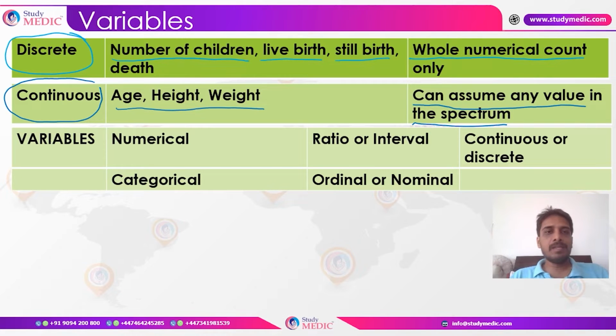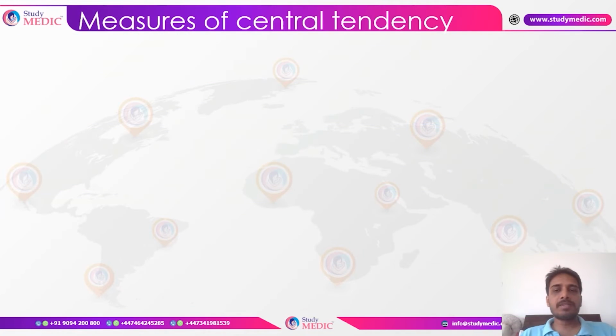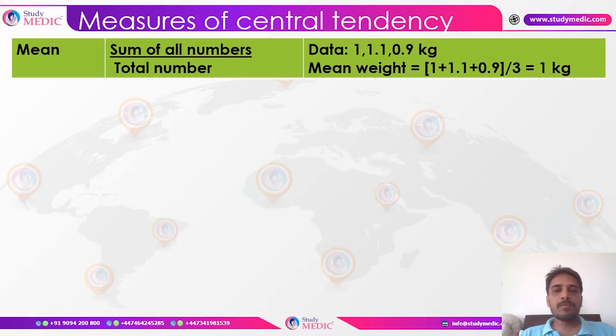The next topic is measures of central tendency. The most commonly used is the mean. We all know mean is nothing but the sum of all numbers: we add all the numbers and divide by the total number. For example, if a sample is drawn from a population and the total number of babies in this sample is 3, and the weights are 1 kg, 1.1 kg and 0.9 kg, the mean weight would be to add all this and divide it by the total number, that is 3, and the mean weight would be 1 kg. This is a very simple calculation.